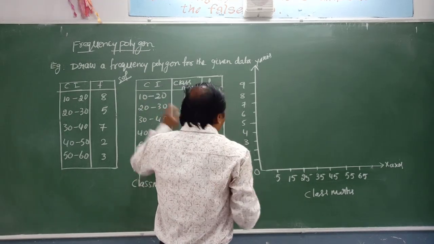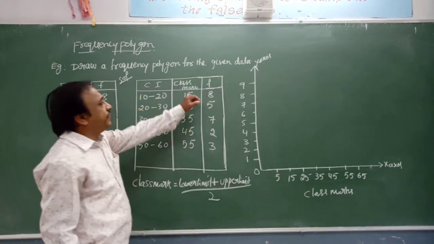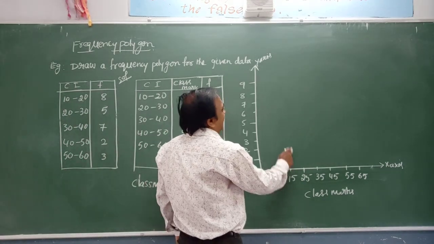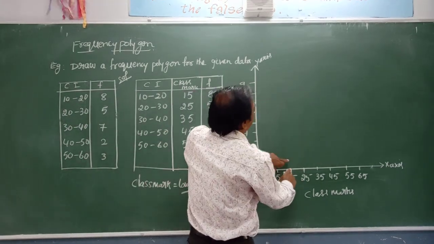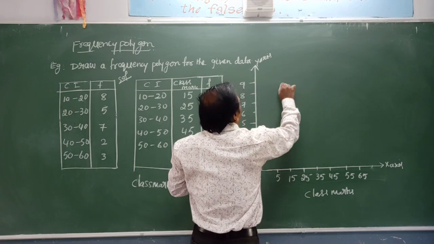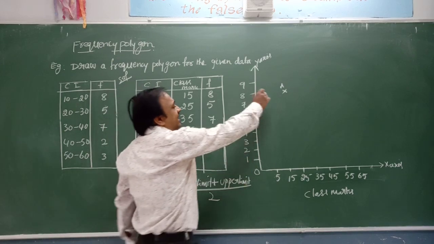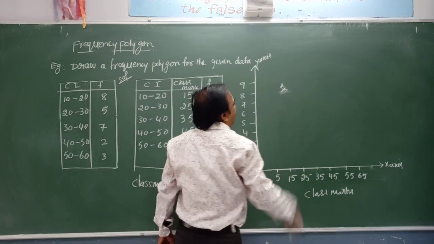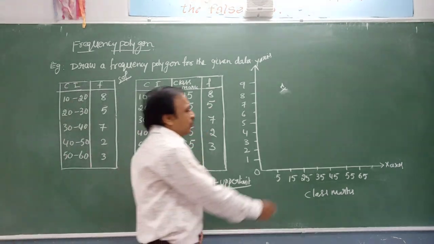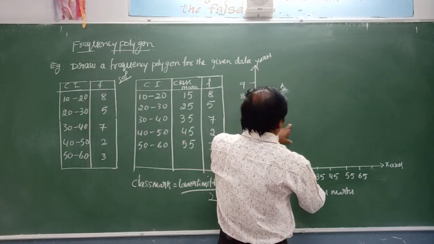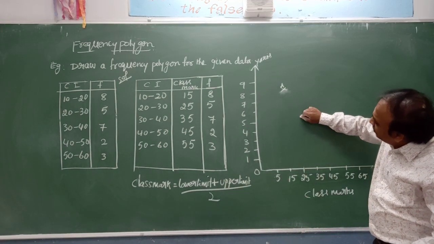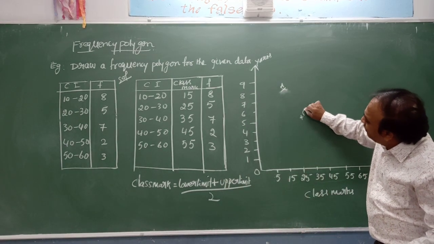Now, observe it. 15 and 8. Wherever you are getting 15 and 8, this is the point A. Points to be plotted: 15 and 8. Next, 25 and 5. Where you get 25 and 5, this is the point B.